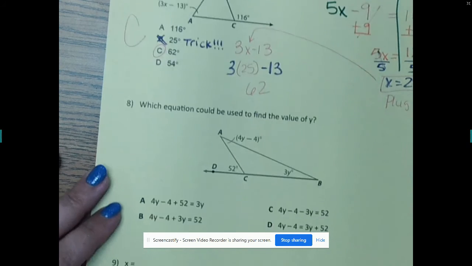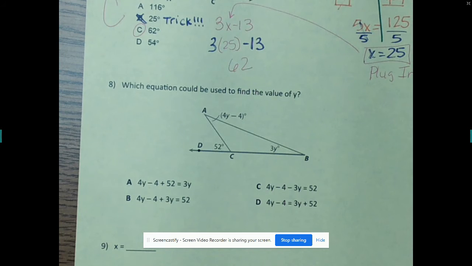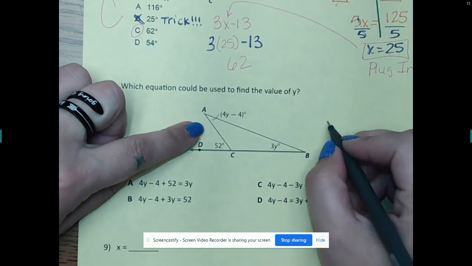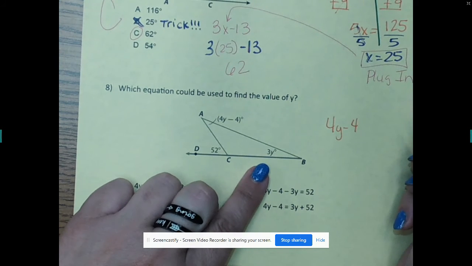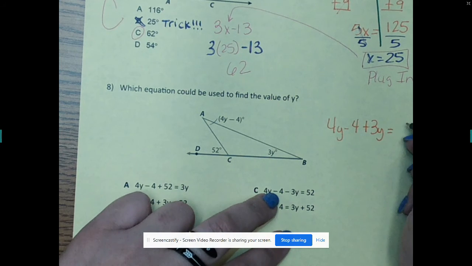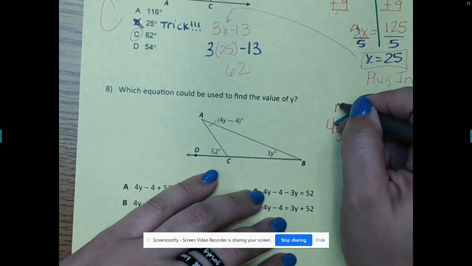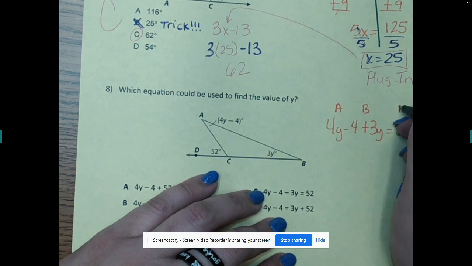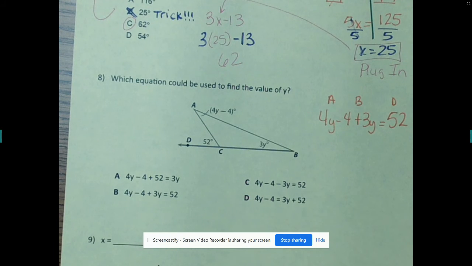Number 8. Which 2 angles should I add together? A and B. Okay, what is A? 4y. Okay, what is B? 3y. So plus 3y, and what does it equal? 52. Remember, it's A plus B equals D. You got to add the 2 insides to get the outside. All right, anything I can combine? Yeah, the 4y and the 3y.